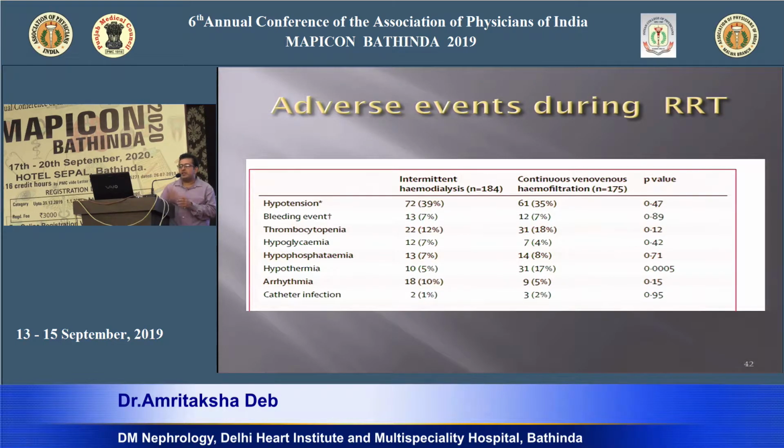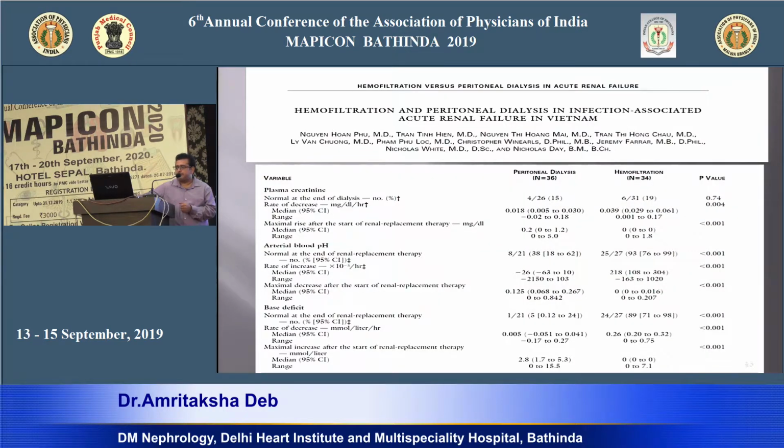We see also this study showed us the adverse events that occur during renal replacement therapy, which are hypotension, bleeding events occurring, thrombocytopenia, developing hypoglycemia, hypophosphatemia, hypothermia, as well as arrhythmias, in addition to catheter infection, of course, which is there. Then we come to the question of doing acute PD.